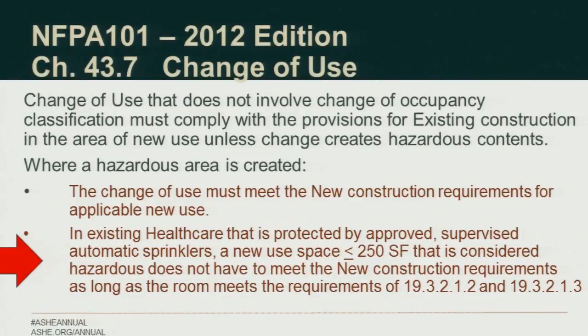Does the classification of hazard play into that, like ordinary hazard or light hazard? But high hazard, wouldn't you still have to go back? Again, it's going to depend on the applicable occupancy chapter. For instance, business doesn't define it as specifically as healthcare does. So you would have to look at the surrounding occupancy under business, and what's the occupancy of the use. If it's deemed to be hazardous, then you would have to treat it as new construction. Anything else?